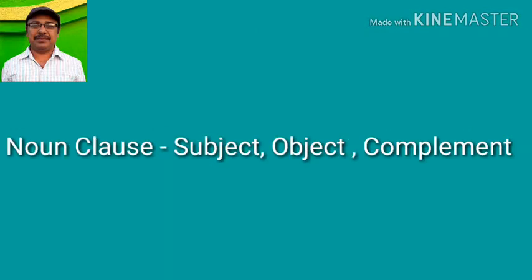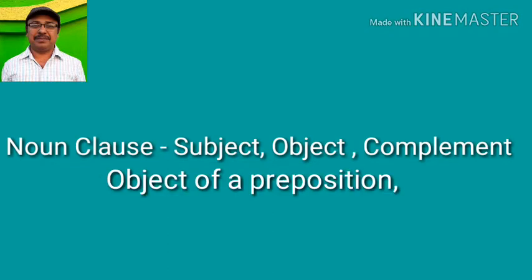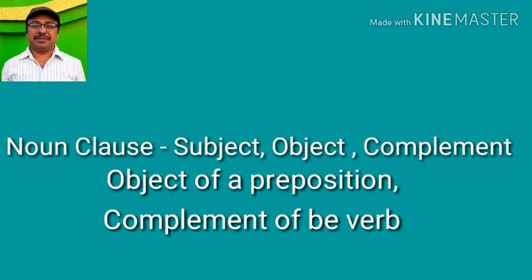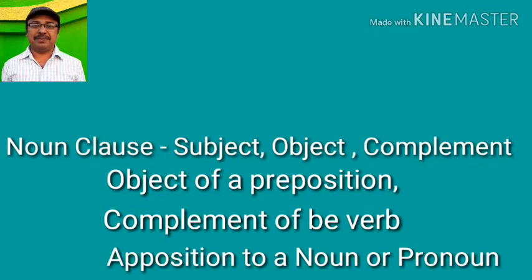When a clause acts as a noun, it is called noun clause. A noun can be the subject of a sentence or object of a sentence. Noun clause may be object of a preposition or a complement of be verb. It may also be in apposition to a noun or a pronoun.